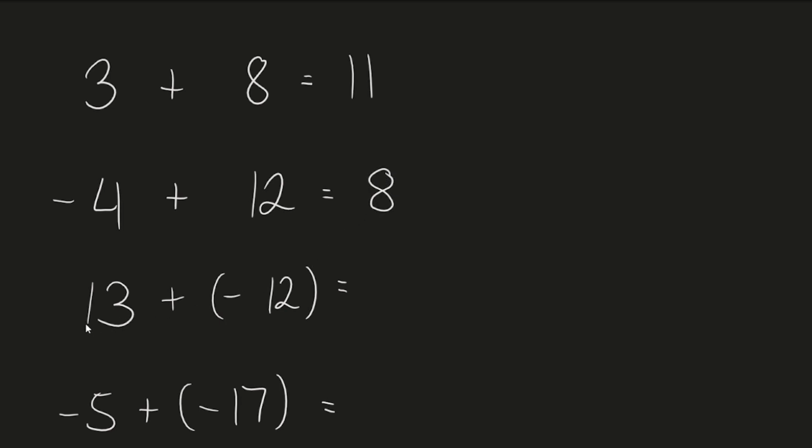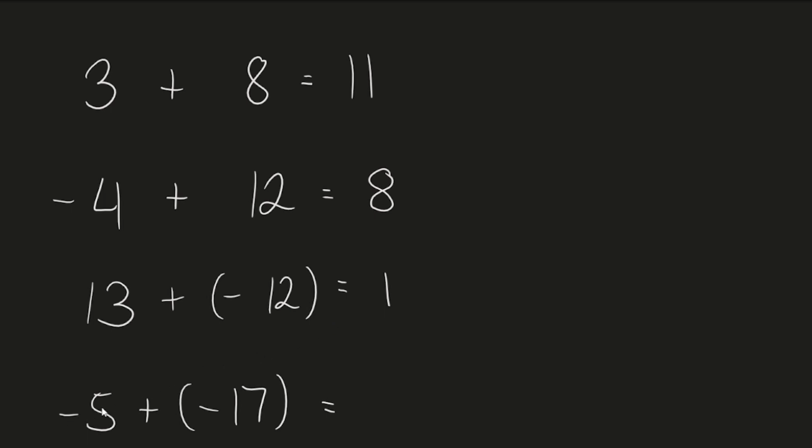We have here a positive plus a negative. The larger of these two is 13. The sign of 13 is positive, so the sign of the sum is positive. We don't need to write it. And then find the difference of these two since they have different signs. 13 and 12 is just 1.